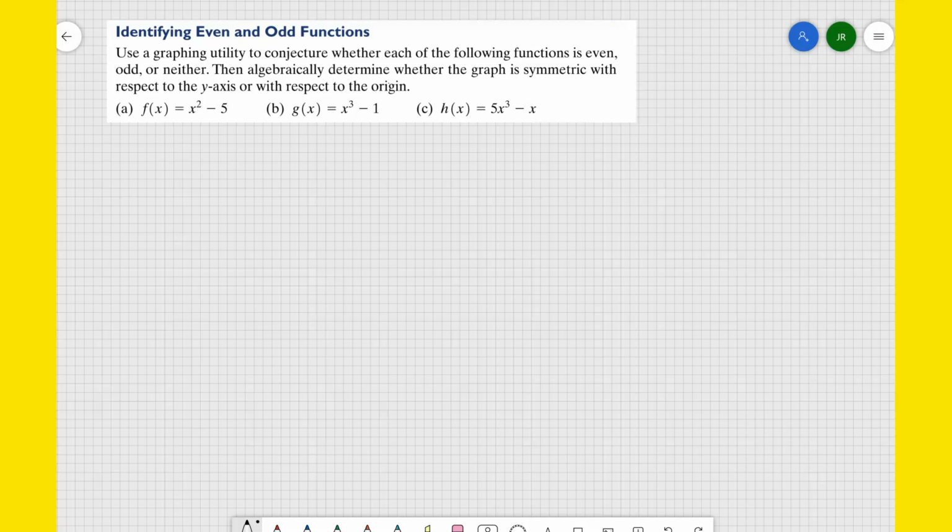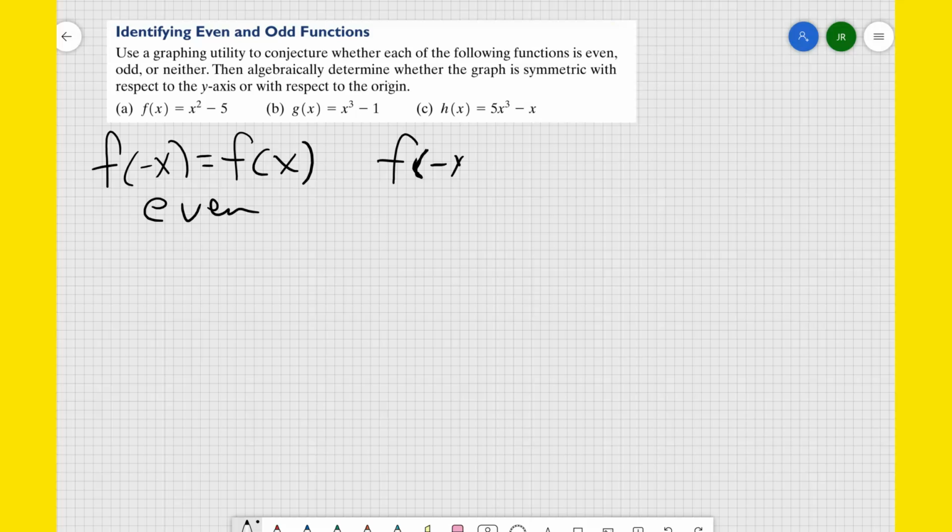Think about the definition. For an even function, f of negative x is the same thing as f of x. For an odd function, f of negative x is equal to the opposite of f of x. So we're going to test that out.